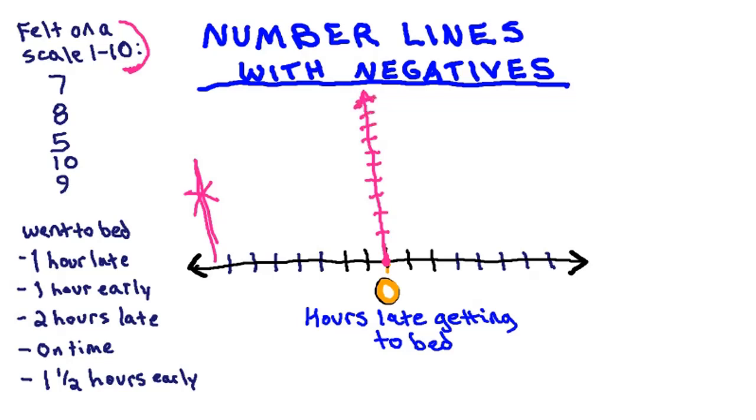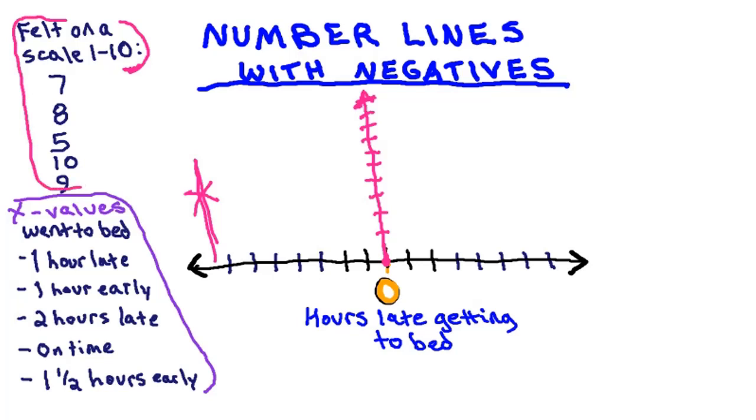So now we're going to plot this in a graph-like form using both the y-axis and the x-axis. So we're going to keep our x-axis as the times you went to bed. So these are our x values. And our y-axis, our y values, are going to be how you rated yourself on a scale of 1 to 10, how you rated how you felt. So these are going to be our y values.